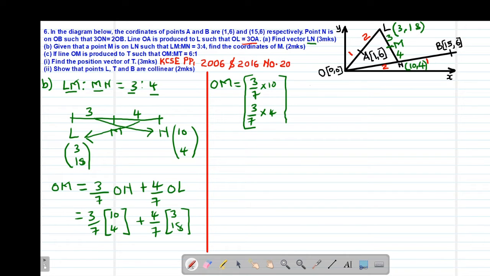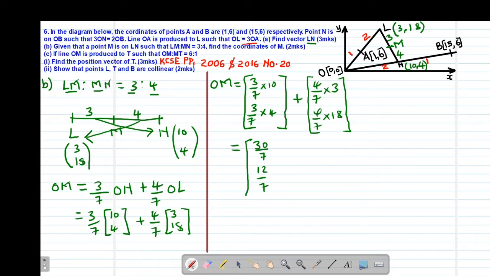Then I close the bracket. So this should be added to, if I open the other bracket, I'm going to have the following: 4 over 7, then multiplied by 3, then 4 over 7 multiplied by 18. Then I close the bracket. So this should give me 30 over 7, and 3 by 4, I'll get 12. So this is 12 over 7.